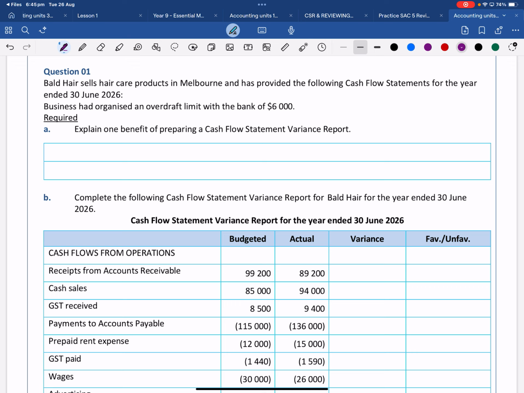Explain one benefit of preparing the cash flow statement variance report. What is the benefit? I already discussed, I explained two. What are those? It will help us in accuracy in planning. Good. The other one? Decision making. Which one do you want to write? Decision making.